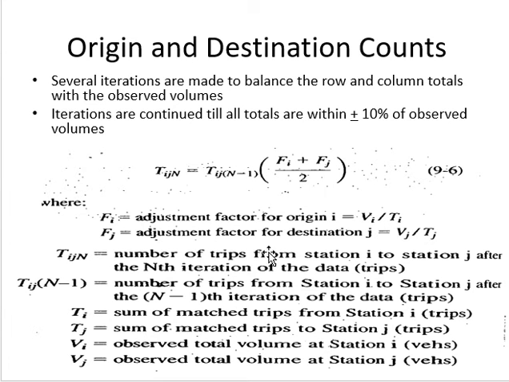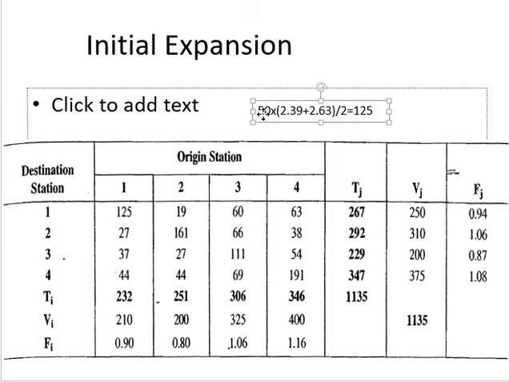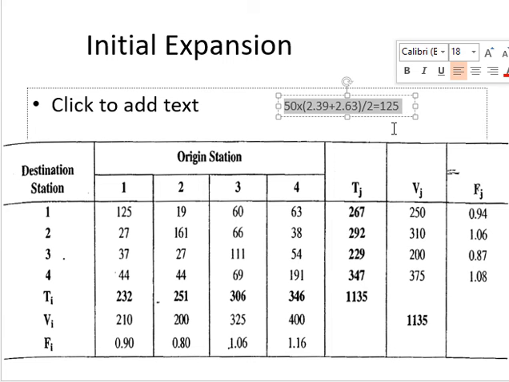Okay, so if you apply this, then let us see what happens. So this is the initial, and then we have calculated the factors. 250 upon 95 gives you 2.63. 300 upon 106, 2.92. Similarly, 210 upon 88, 2.39. 200 upon 99, 2.02, and so on. Okay, now if you want to change, then for example for this 50, we multiply it with the average of 2.39 and 2.63. See here, you do this. So now the new number in the new matrix for the next trial is 125. So you see this number is 125.